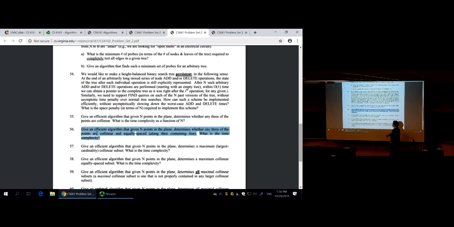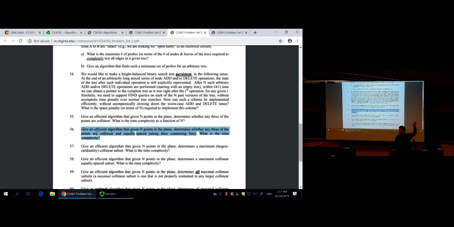So the next one is almost the same problem. Find an efficient algorithm for n points in the plane. Now we want the points to be collinear, but also equally spaced. So it's a slight, tiny variation. Equally spaced means the same distance between the first two as the second two. This distance and that distance are the same. So they're not just lying on the same line, they're lying on the same line at equally spaced intervals.